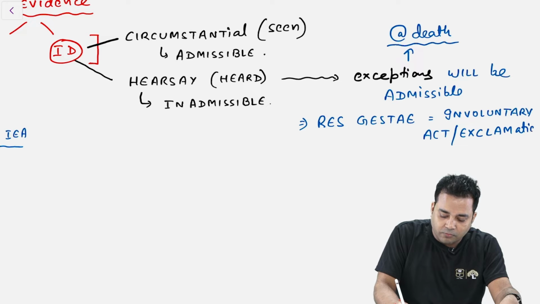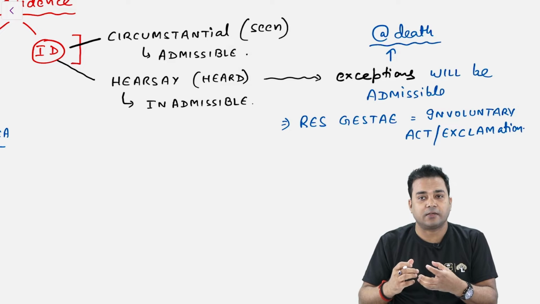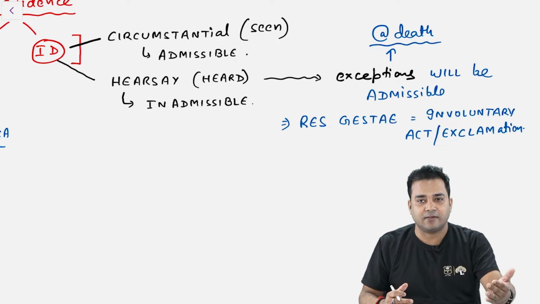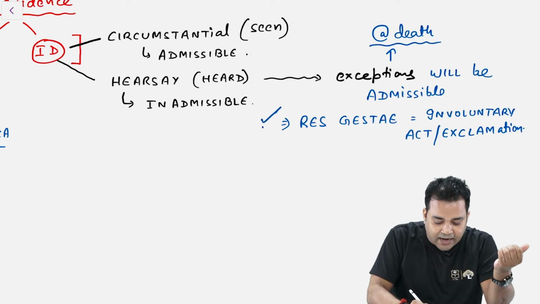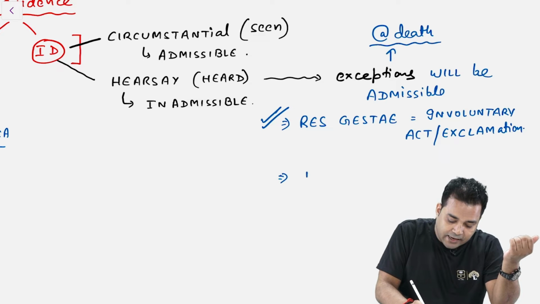And courts, what is their stand? The court's stand is, at the time of death, it is very unlikely that a person will speak lie. So that is why res gestae is admissible. Another exception is dying declaration. Now what is dying declaration?